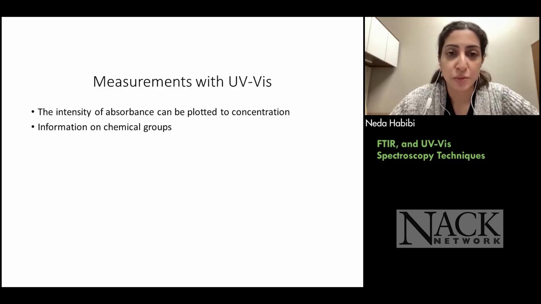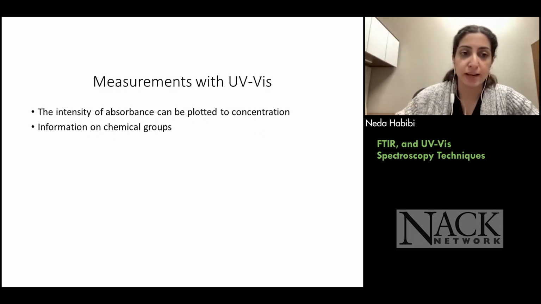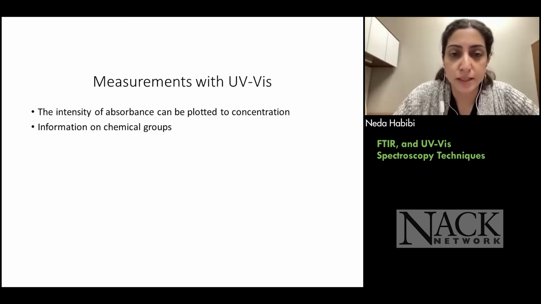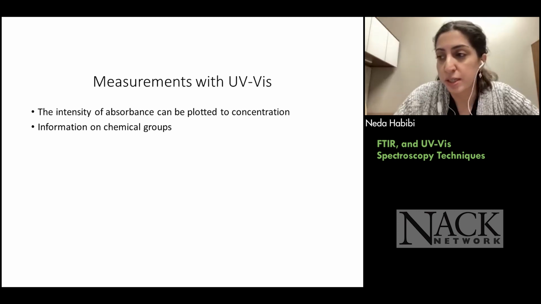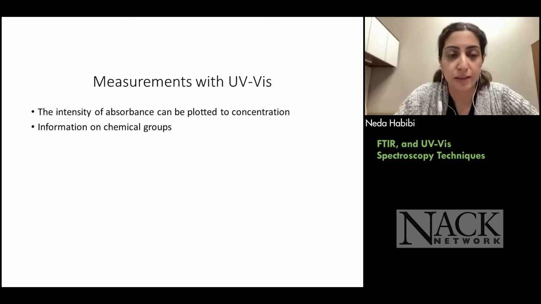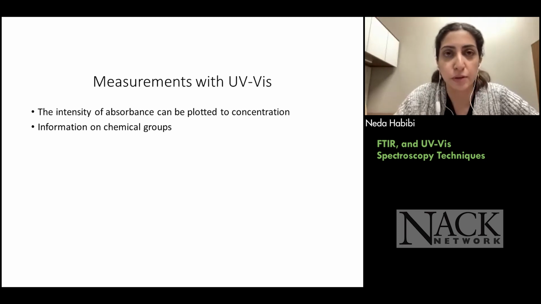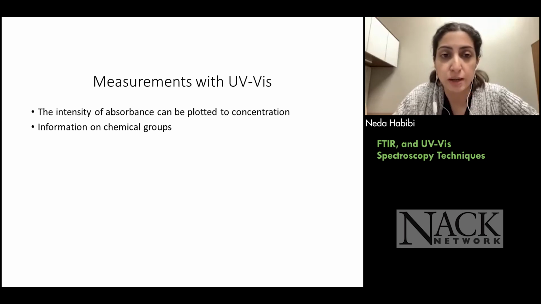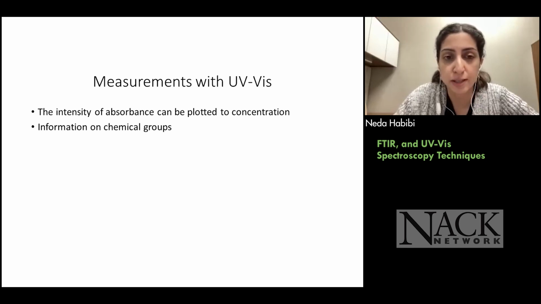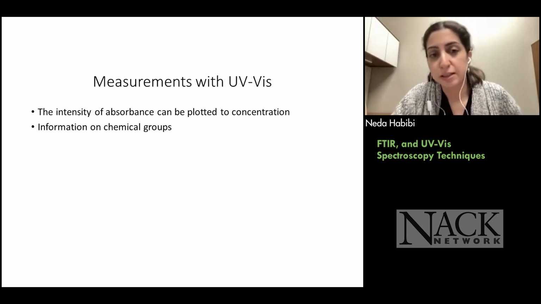So as I said, with UV-visible measurements, we can have the intensity of absorbance plotted against concentration, and we can also get brief information on the chemical groups. For example, some hydrophobic benzene groups absorb ultraviolet light, so we can have a guess of functional groups and chemical bonding, but it will not be an accurate detection for chemical groups. So I'm just going to conclude it here.